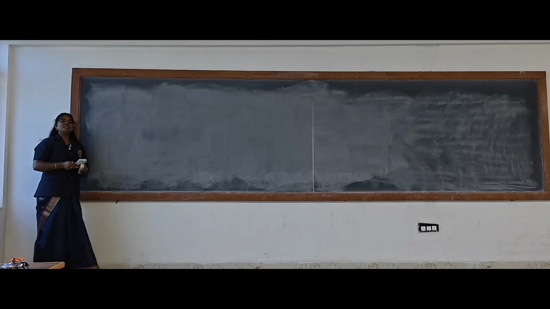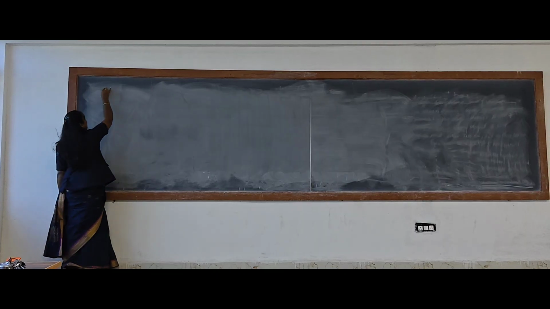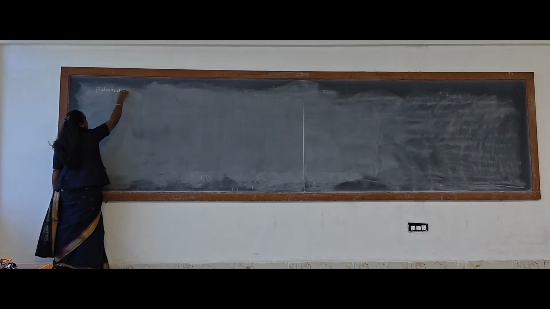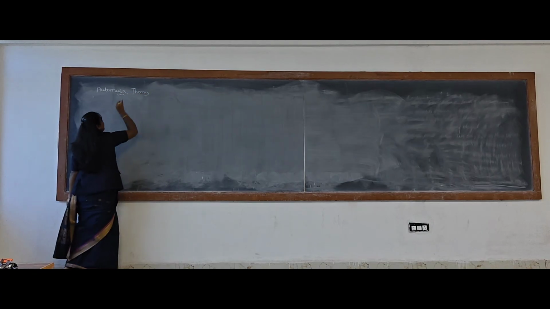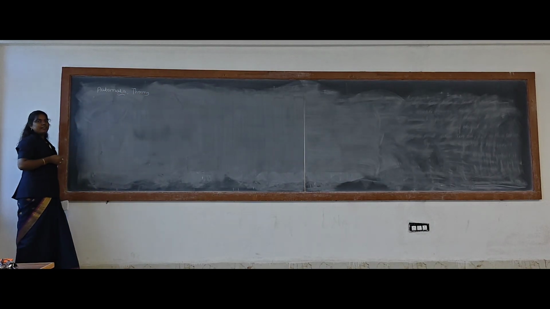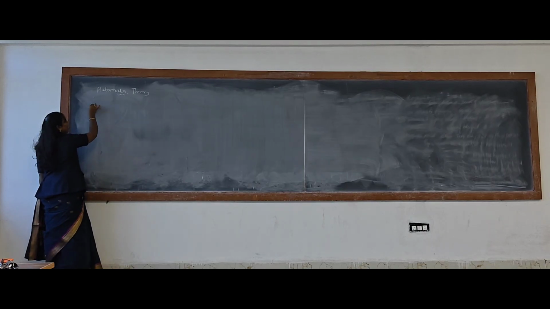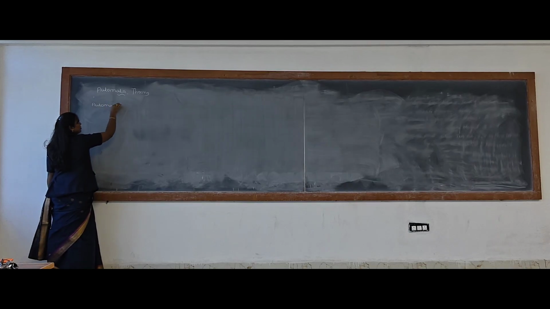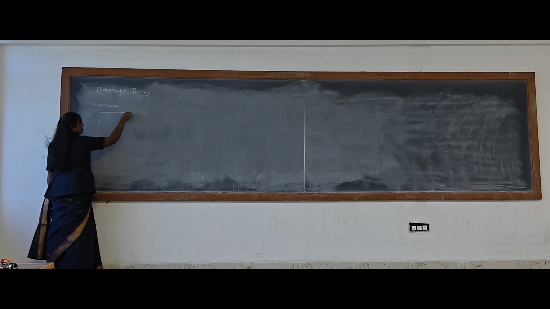Okay, hello all. So today we are going to study automata theory. So what do you mean by automata theory? Before knowing about automata theory, we have to know about automata. So automata means an abstract machine.